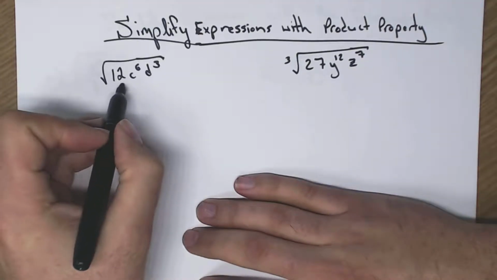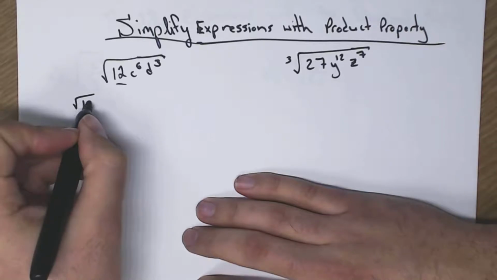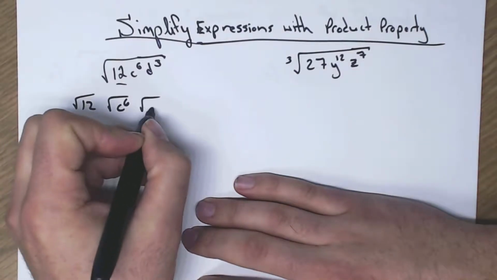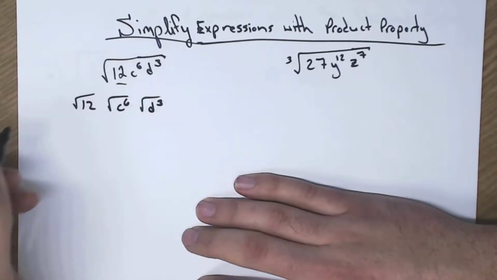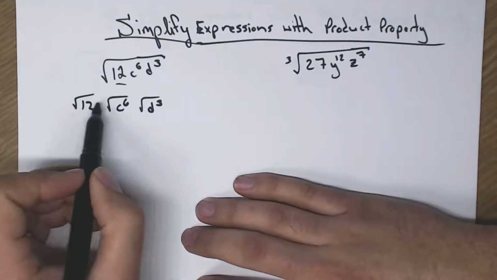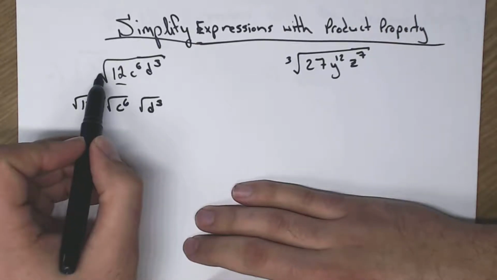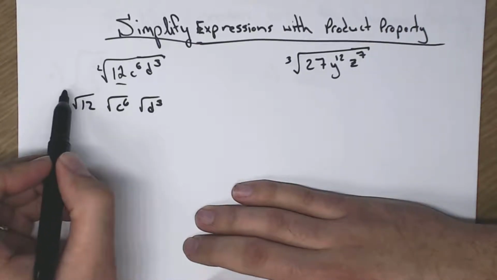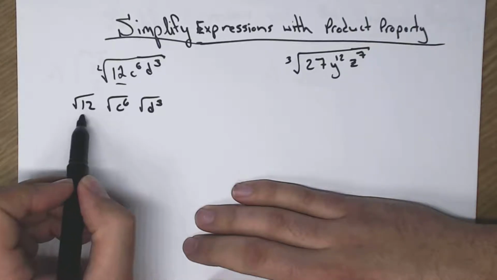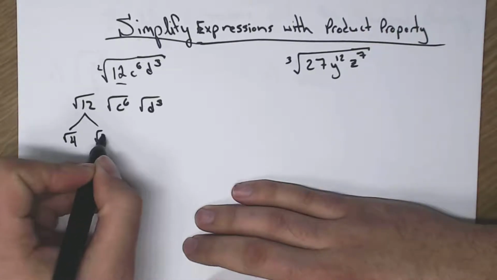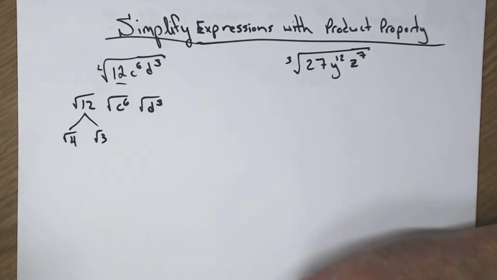So first I've got this 12, so I have the square root of 12. Then we have the square root of c to the 6. Then we have the square root of d cubed. Now we split it up into each one of these, and they're all going to maintain the same kind of root the original one had. In that case, it was a square root. So I'm going to use a little factor tree to split up the 12. That splits up into the square root of 4 times the square root of 3.